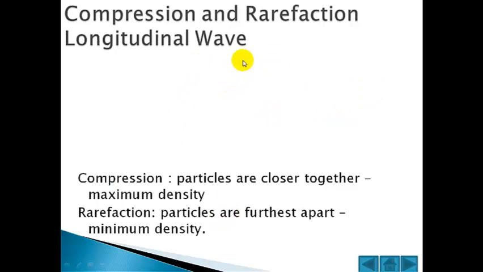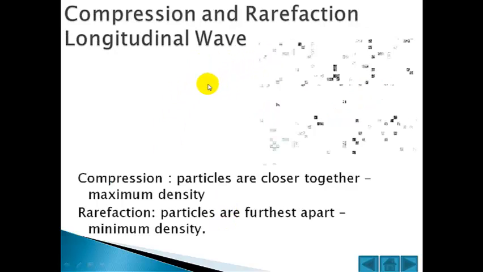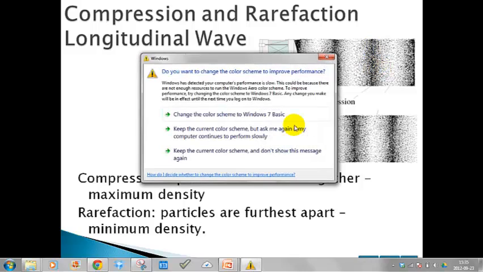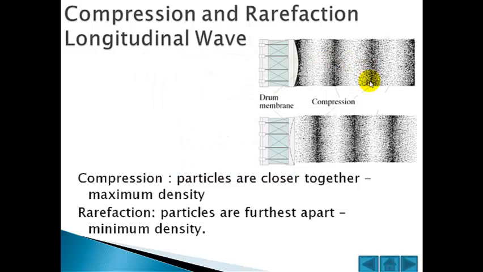Compression and rarefaction occur in a longitudinal wave. Here we have areas of compression and areas of rarefaction, which are areas of low density. Compression is areas of high density. So the compression is where the particles are close together. The rarefaction is when they're furthest apart, the smallest density.